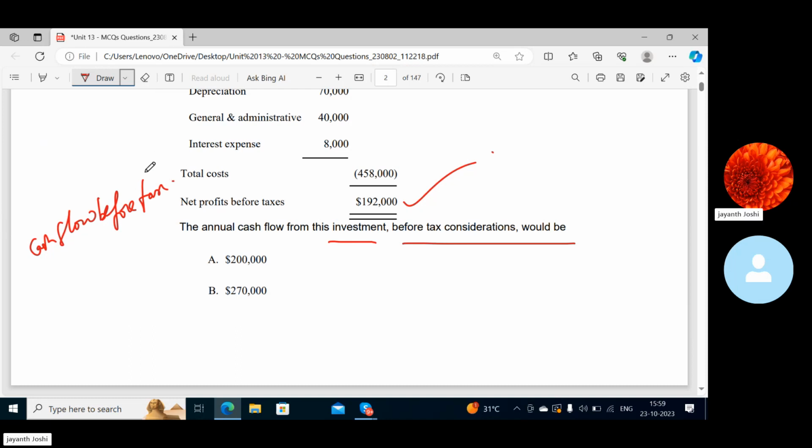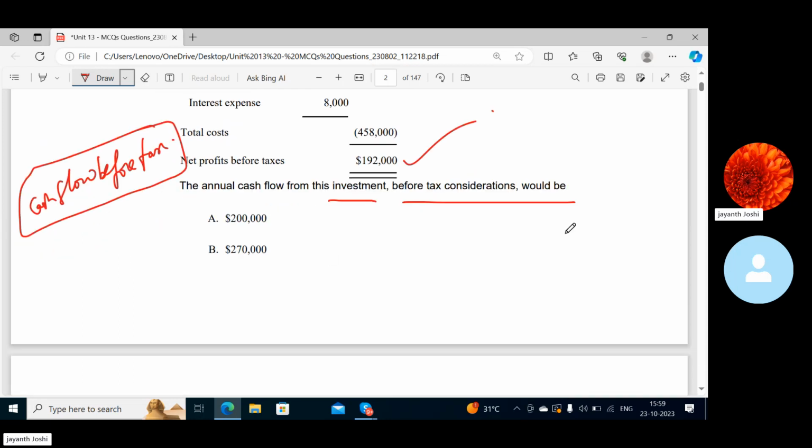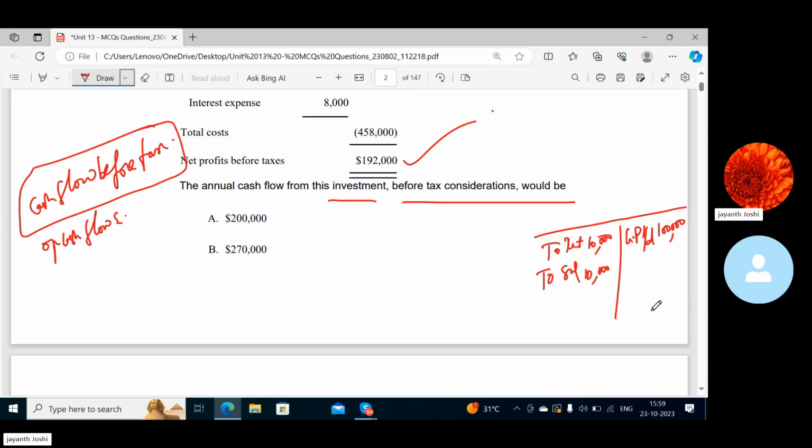So I will give you a small hint of this. See, they're asking you operating cash flows. So if this is an income statement, you'll be having gross profit brought down. Let's say it is 1 lakh. And to rent 10,000, to salaries 10,000. So what is your operating profit? 80,000, right?